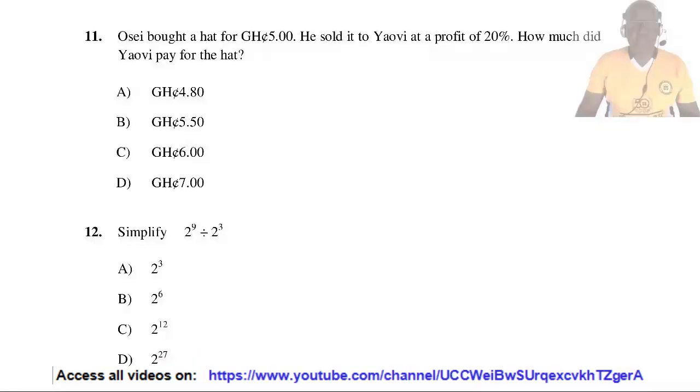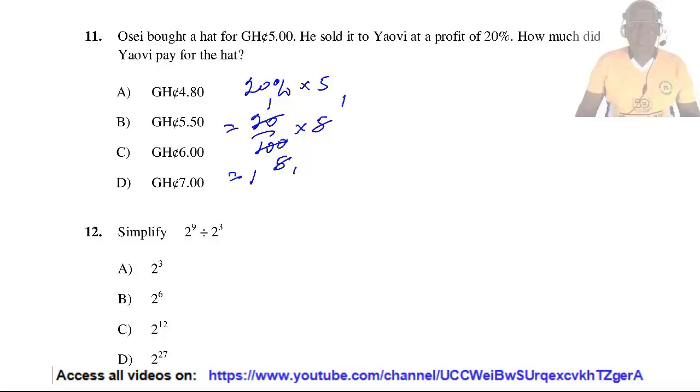Question 11. Osei bought a hat for 5 Ghana cedis and sold it to Yavi at a profit of 20%. How much did Yavi pay for the hat? The profit is 20% of 5, which equals 20 over 100 times 5, which equals 1.